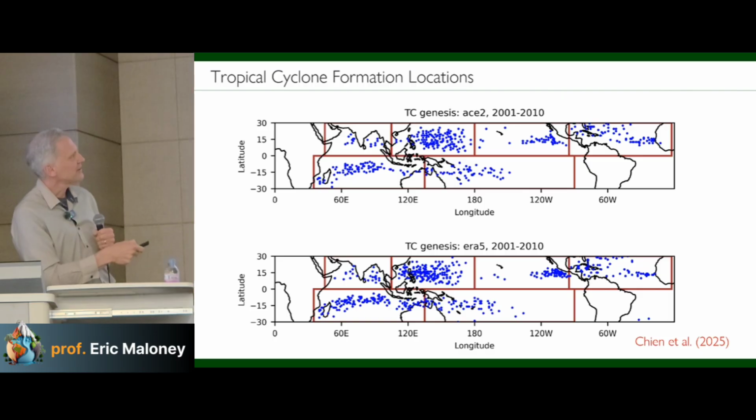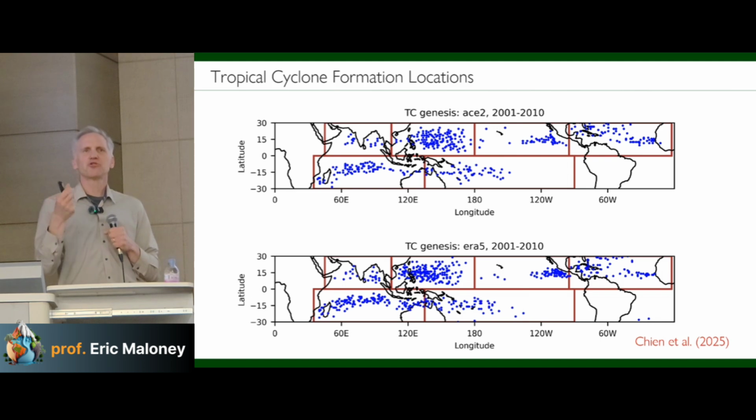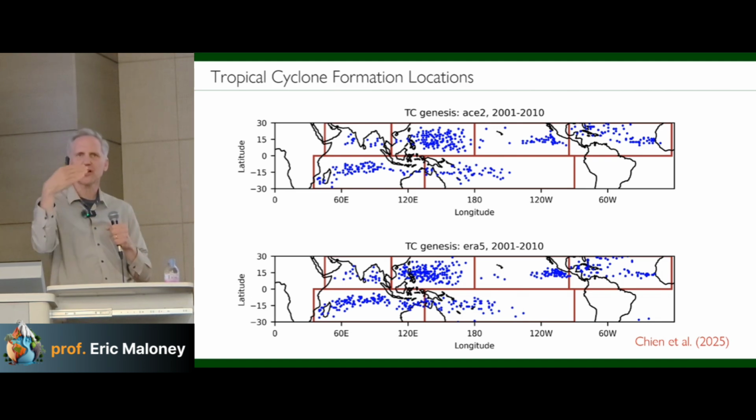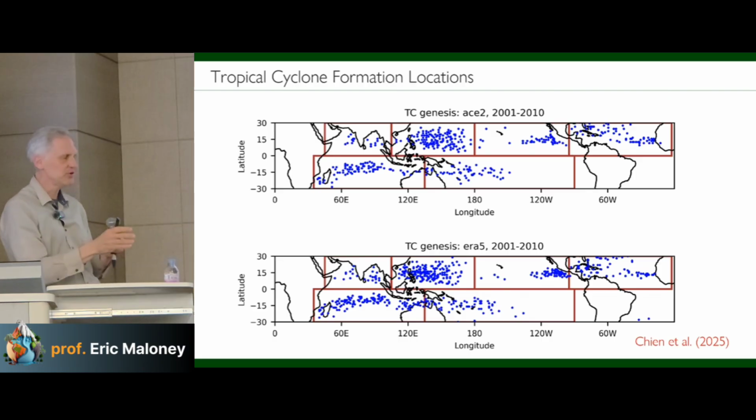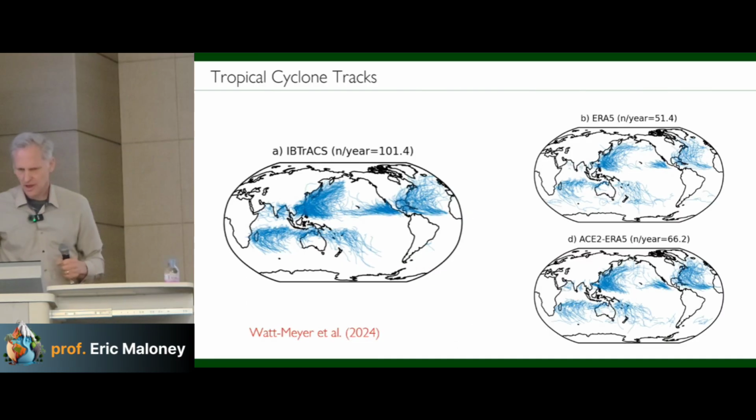We think that in this region, the model is having a difficult time producing the precursor or initial disturbances that then form into tropical cyclones near coastlines. So we think that's a problem. I'll talk about that again later, but generally it's pretty good.